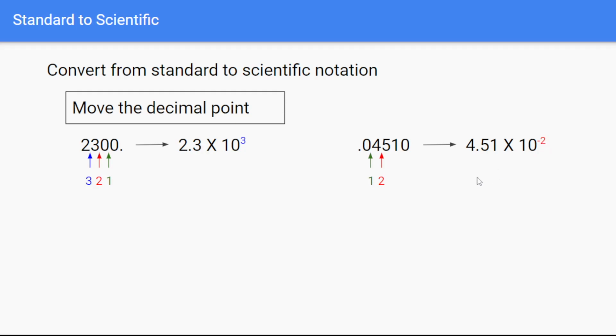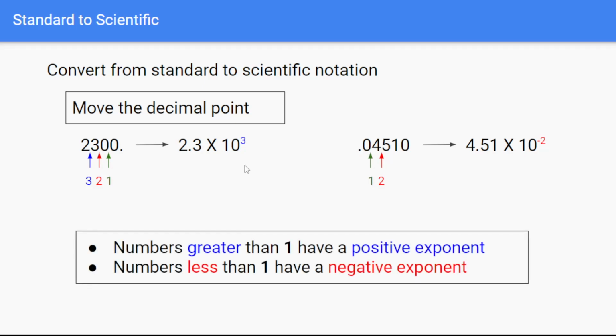Why is it negative 2? Because this number is less than 1. Numbers that are greater than 1, like this, have a positive exponent. Numbers that are smaller than 1 have a negative exponent.